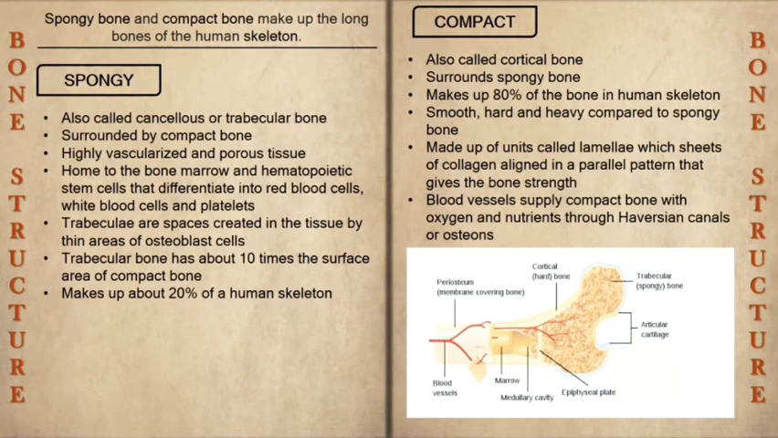And now I'll talk about compact bone, also called cortical bone. It surrounds spongy bone and makes up 80% of the bone in a human skeleton. It is smooth, hard, and heavy compared to spongy bone. It is made up of units called lamellae, with sheets of collagen aligned in a parallel pattern that gives the bone strength. Blood vessels supply compact bone with oxygen and nutrients through Haversian canals or osteons.